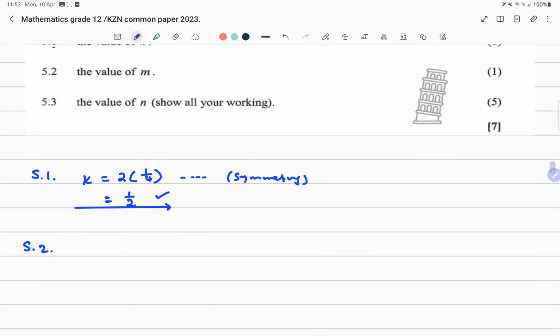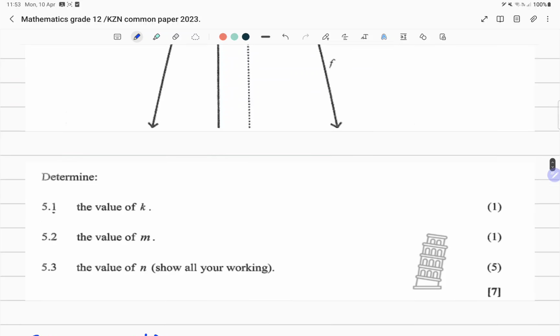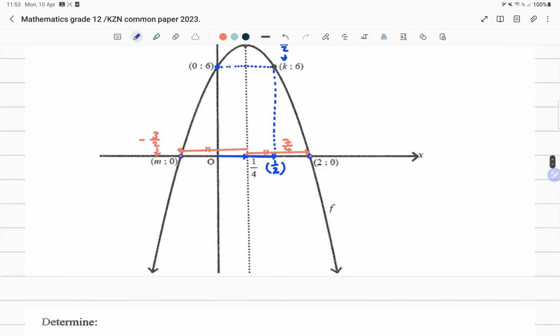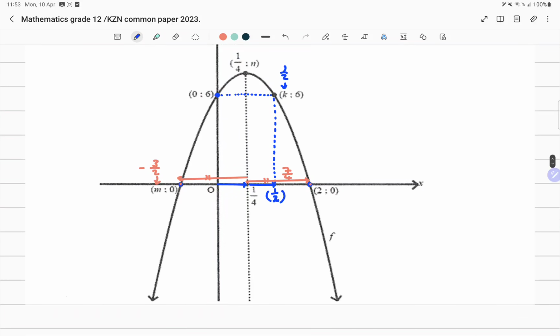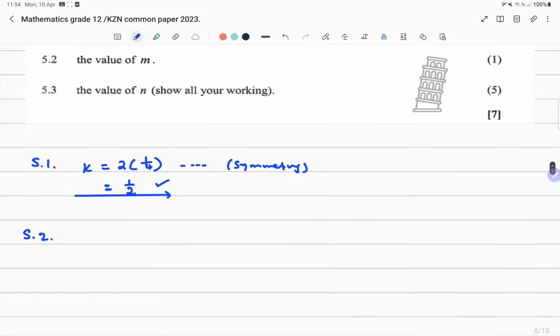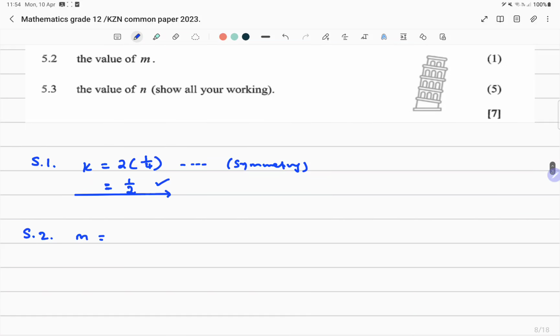So let's do it. 5.2. Now we know we are going to say 5.2 should be minus 3 over 2. But how do we express that? So this one is a bit tricky because, if you're looking at the marks, you already know what you did. Sometimes I wouldn't bother myself here. I would just write m is equal to minus 3 over 2. Again, I've just used symmetry.